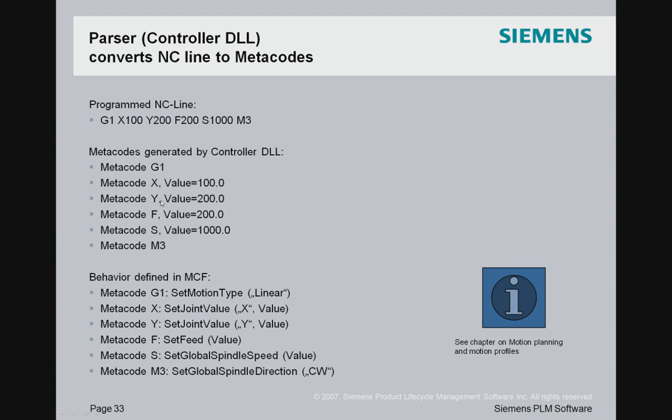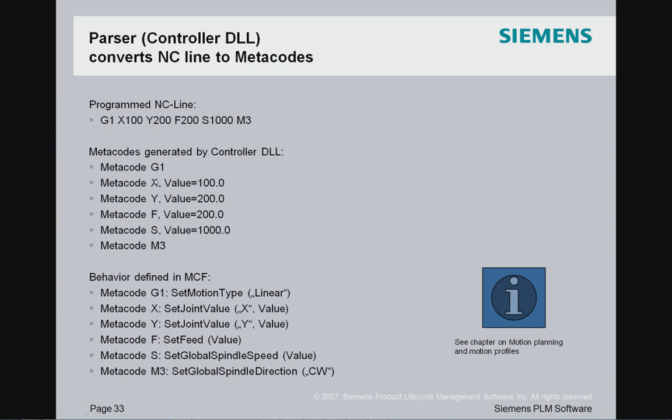It will produce a metacode Y, similar with just a different value. It produces a metacode F that contains the feed rate, also with a value. A metacode S, and you guess what? Produces a value with the number after S, and a metacode M3.